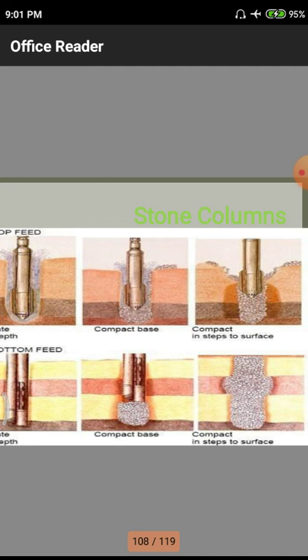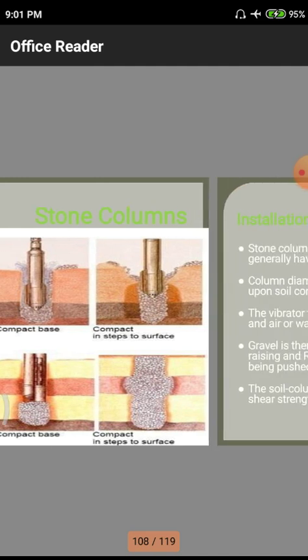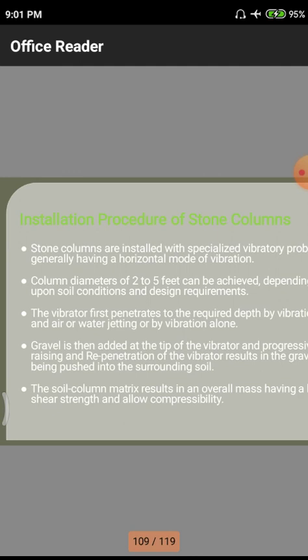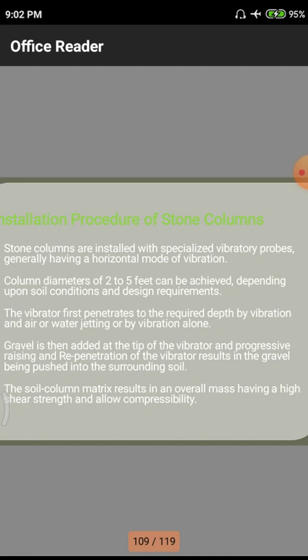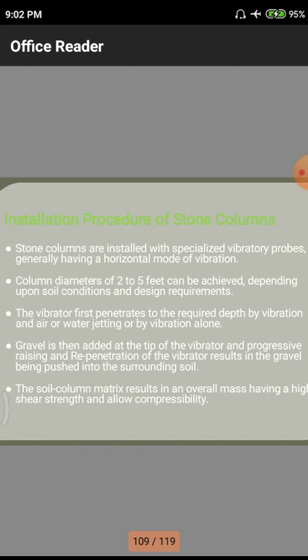That means besides the soil with another color, we are having soil with stones. That means there may be a huge amount of settlement in the soil itself. The soil column matrix results in an overall mass having high shear strength, which allows for compressibility. High shear strength means there is less chance of collapse of the particular soil.